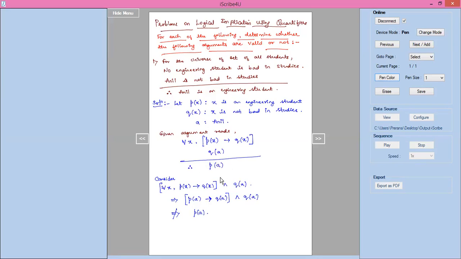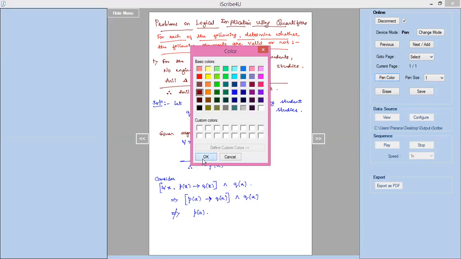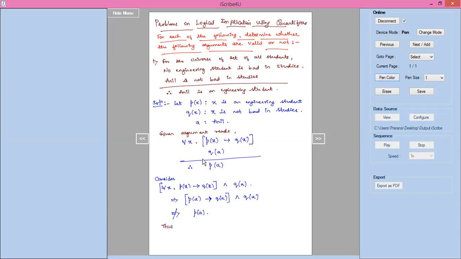So what is the conclusion? The given argument is not valid. So we will conclude and write in words: thus, the given argument is not valid. So that was about the first problem. We had to verify whether each of these determines a valid argument or an invalid argument.